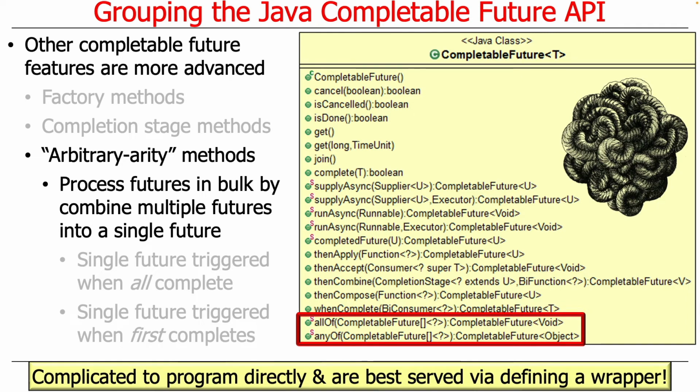One of the tricky aspects, however, of the arbitrary arity methods out of the box is they're very complicated to program directly and are best used by defining some kind of a wrapper. So it's kind of like the Gordian knot, which is complicated, so you're better off to hide it with some nice little abstractions. And we'll take a look at these things.